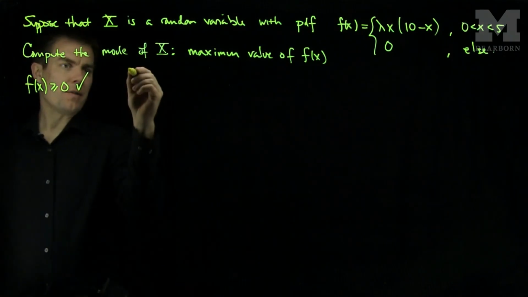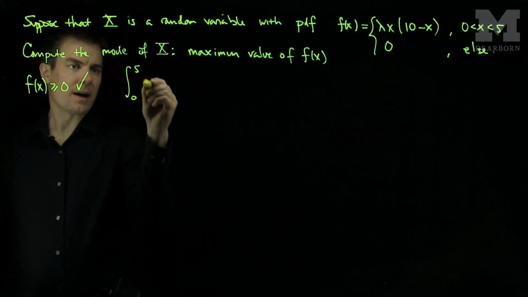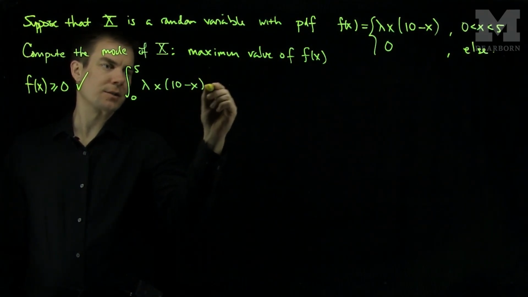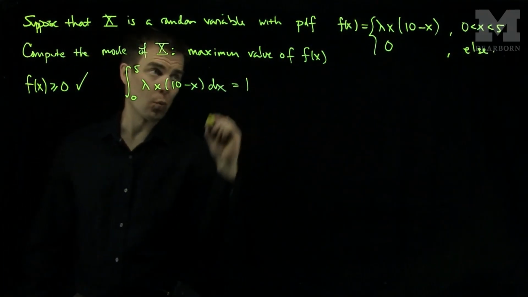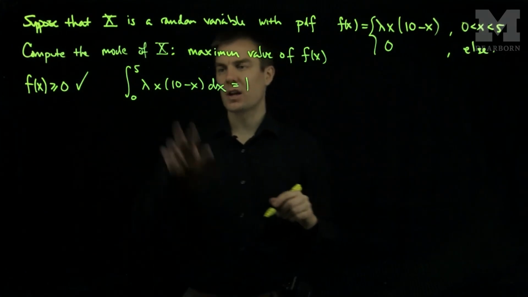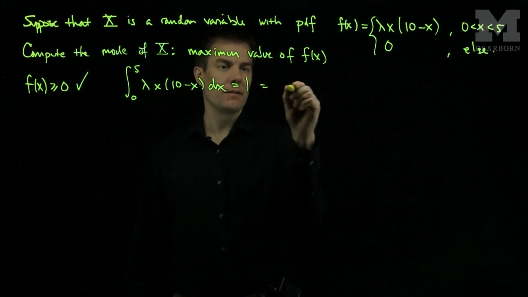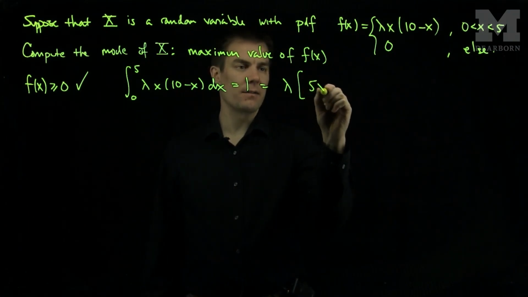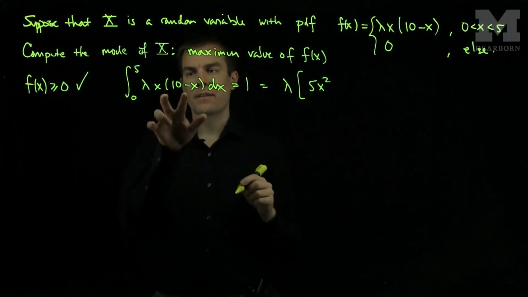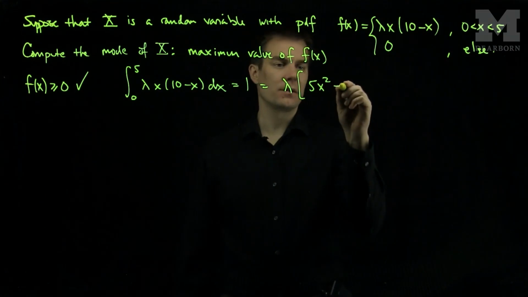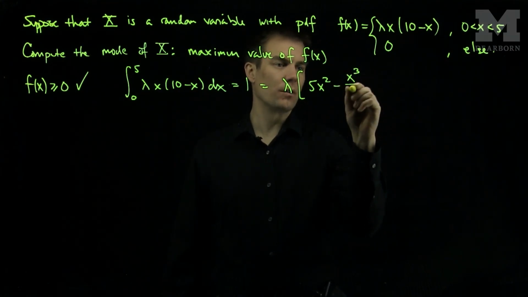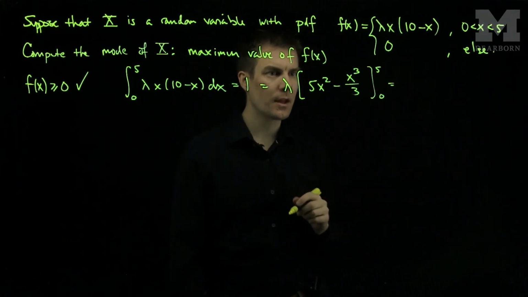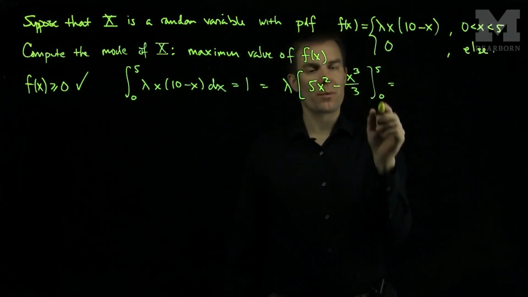And now I need the integral from 0 to 5 of lambda times x (10 minus x) dx to be equal to 1. So we perform this integration. I'll have a 10x, so I'm going to have a factor of lambda. The antiderivative of 10x is 5x squared. And then I have a negative x squared, whose antiderivative is negative x cubed over 3, from 0 up to 5. When we plug in 0, we'll get nothing.